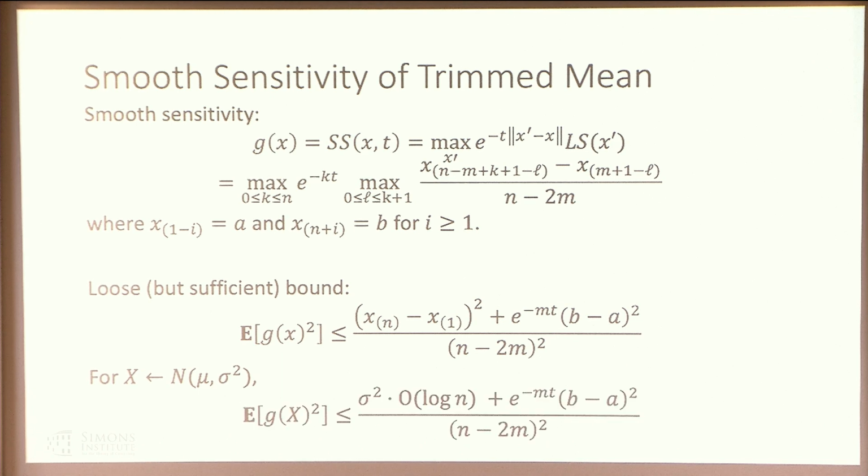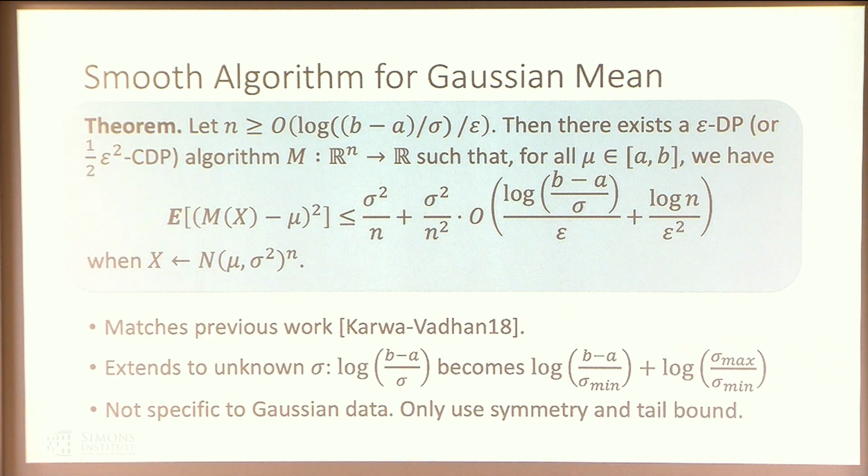So if things are Gaussian, we can easily bound this. This is just a union bound, so we get sigma squared times log n. And then we're going to set the parameter m so that this term here basically disappears, or it becomes a low order term. And we'll set the t smoothness parameter to be something like epsilon over 2. So just set some parameters, take a union bound, and we get some bound on this expectation of the sensitivity squared that we can work with. Then we just plug that in, and that's how we get the result.